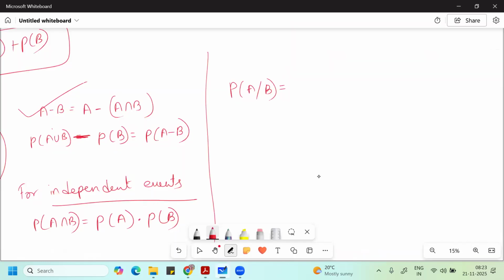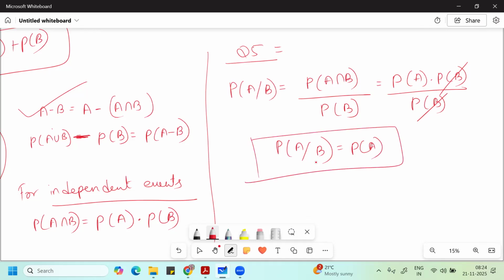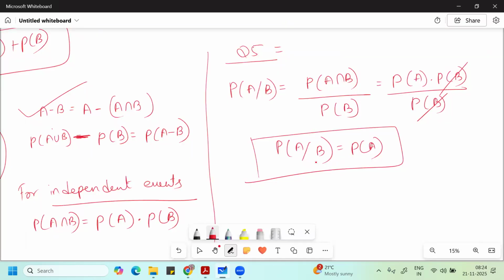For question number 5, this is probability of A intersection B divided by probability of B. For independent events, A intersection B means probability of A times probability of B, divided by probability of B. So the probability of B and B will cancel. So the probability of A by B is equal to probability of A for independent events. So the answer is option C. Clear?